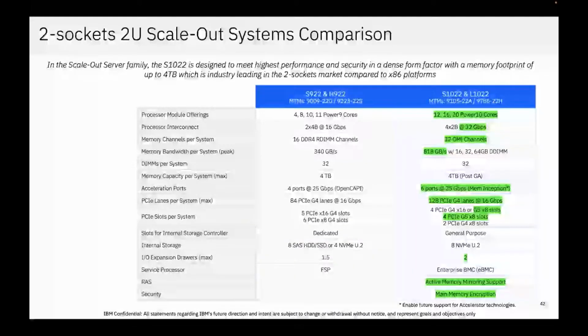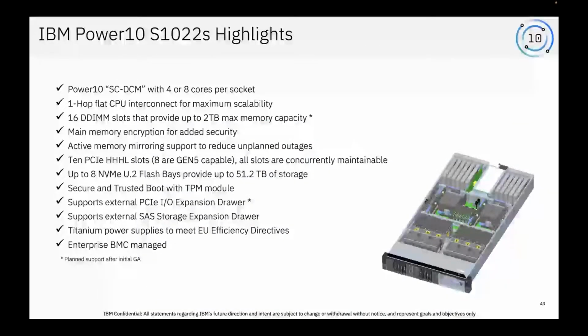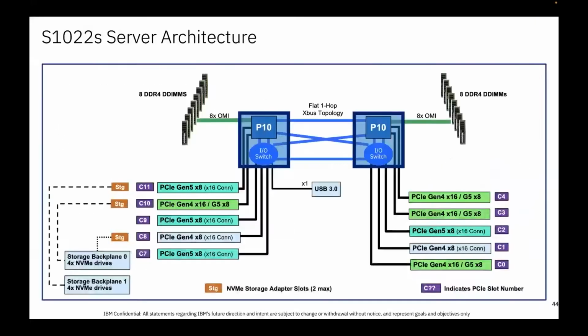Comparison between the 1022 and the 922s. And then, the new guy on the block, this is a single core module with 4 or 8 cores per socket, otherwise functionally identical. So here in the architecture, instead of the second P10 per socket, we are seeing an IO switch. An interesting article by Timothy Prickett Morgan on the Register, I think. Not sure which of his sites it's on.